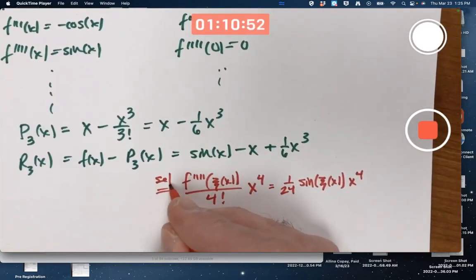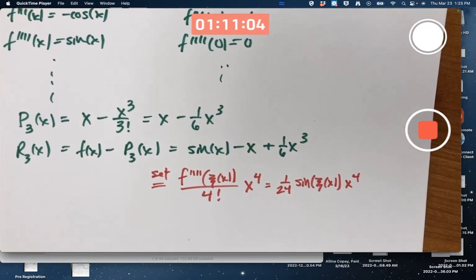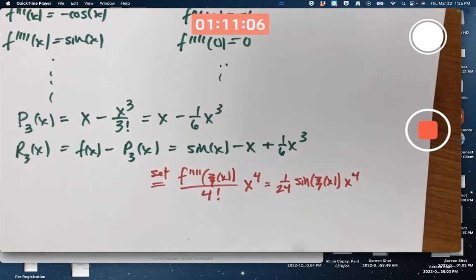I want to set these equal and solve for c of x. I know by the theorem that there's got to be a c of x function that makes this work. So do the solving. Multiply both sides by 24. Divide both sides by x to the fourth.